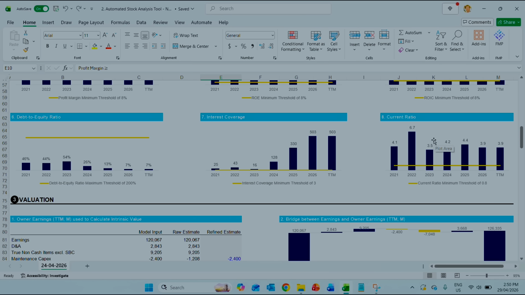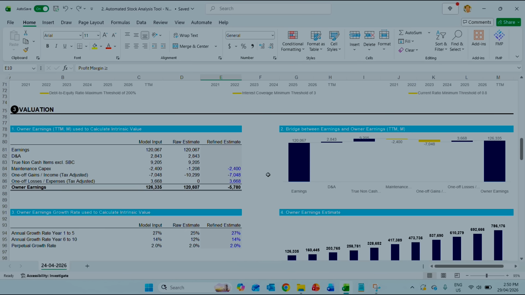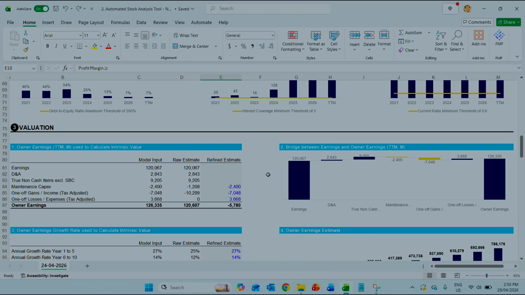And finally, current ratio, that's our 8th metric. Current ratio, something very solid, always between 3, 4, 5. That's excellent. Okay, so now let's zoom in on the third section of this tool, which is called valuation. So how do we value a company?